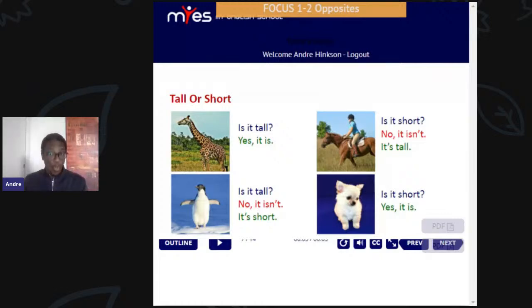The second picture of the penguin, is it tall? No, it's a negative answer. So no, it isn't. Then we give the positive. It's short. The third picture actually, is it short? Negative again. No, it isn't. Then we give the positive. It's tall. And the last one, is it short? Of course, it's positive. So yes, it is. Excellent job, Tonio. Very, very good.